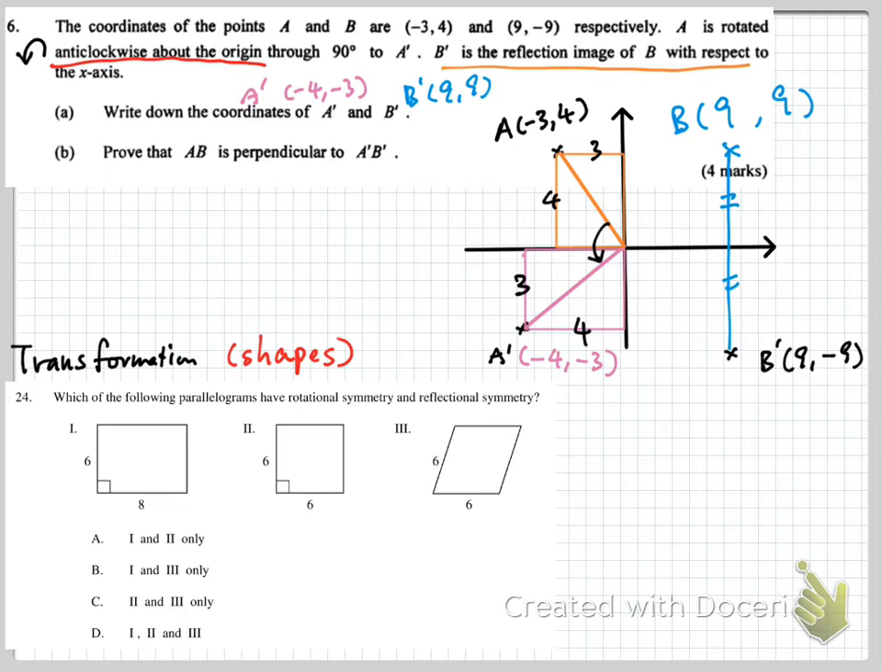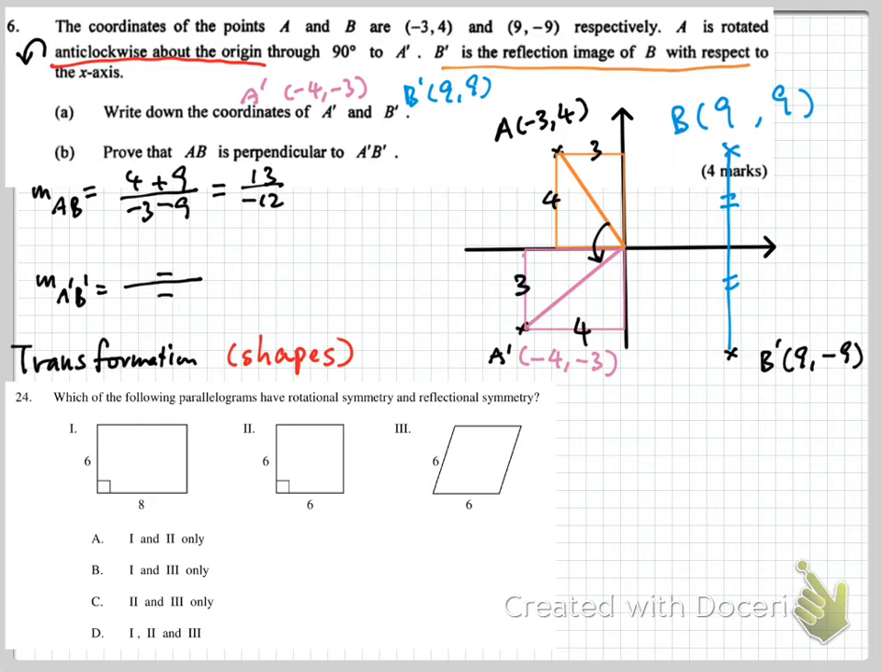And then part B is trivial. Once again, it's just like the previous question. We look at the slopes. This is how I find the slope. I will draw this first, and then I will mark the 2 points. A is minus 3 and 4. B is 9 and minus 9. So the slope goes to 13 divided by minus 12, an awkward number. So that is the slope of AB.